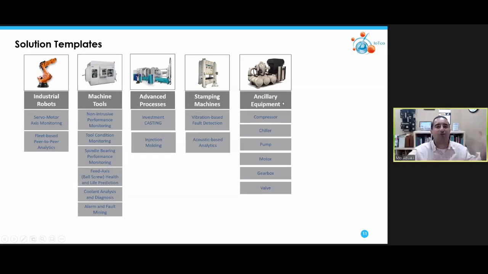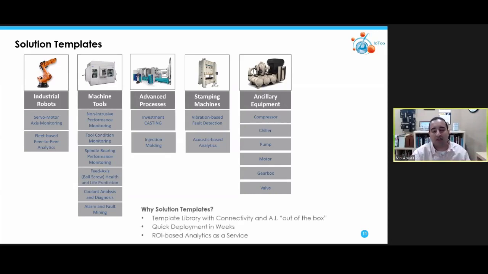And then you have your surrounding equipment. You have pumps that control the line, you have chillers and compressors, you have motors and gearboxes. So the idea here is a systematic approach and solutions that can be deployed with connectivity and with the data model understood. So what are the parameters that I need to get from a robot or a CNC machine or the stamping machine? There are well-studied data models.